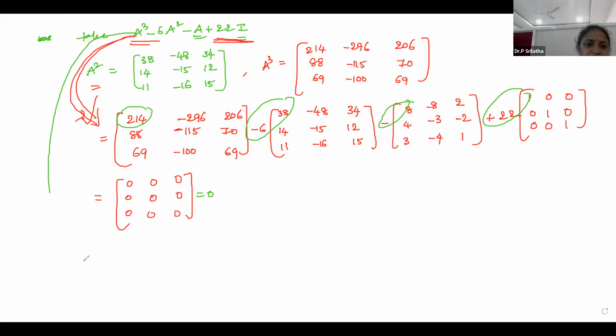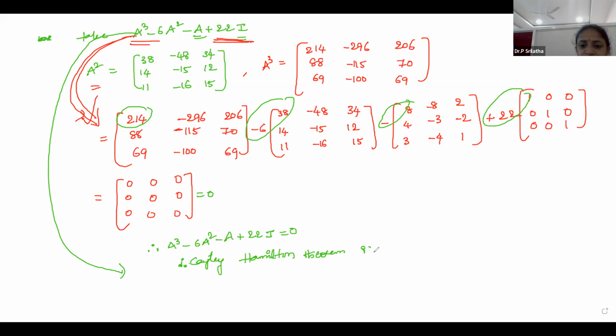So from this, directly you can write, therefore A cube minus 6A square minus A plus 22I equal to 0. So what we have done here: Cayley-Hamilton theorem verified. From this we can directly write, Cayley-Hamilton theorem is verified. Okay, so like this we can verify the Cayley-Hamilton theorem.